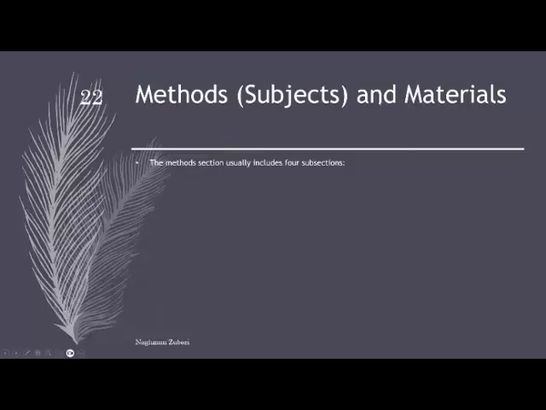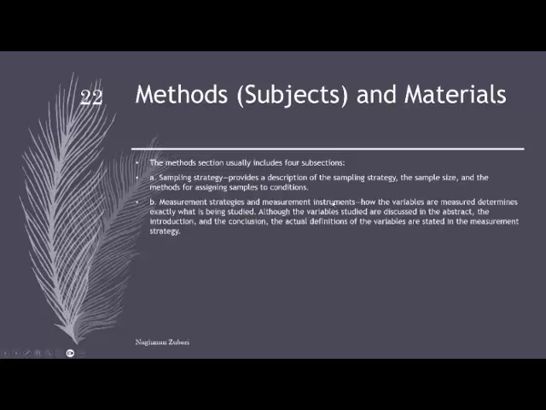Methods, subjects, and the materials. The method section usually includes 4 subsections. Number 1, sampling strategy provides a description of the sampling strategy, the sample size, and the methods for assigning samples to conditions. Then the measurement strategies and measurement instruments: how the variables are measured determines exactly what is being studied.